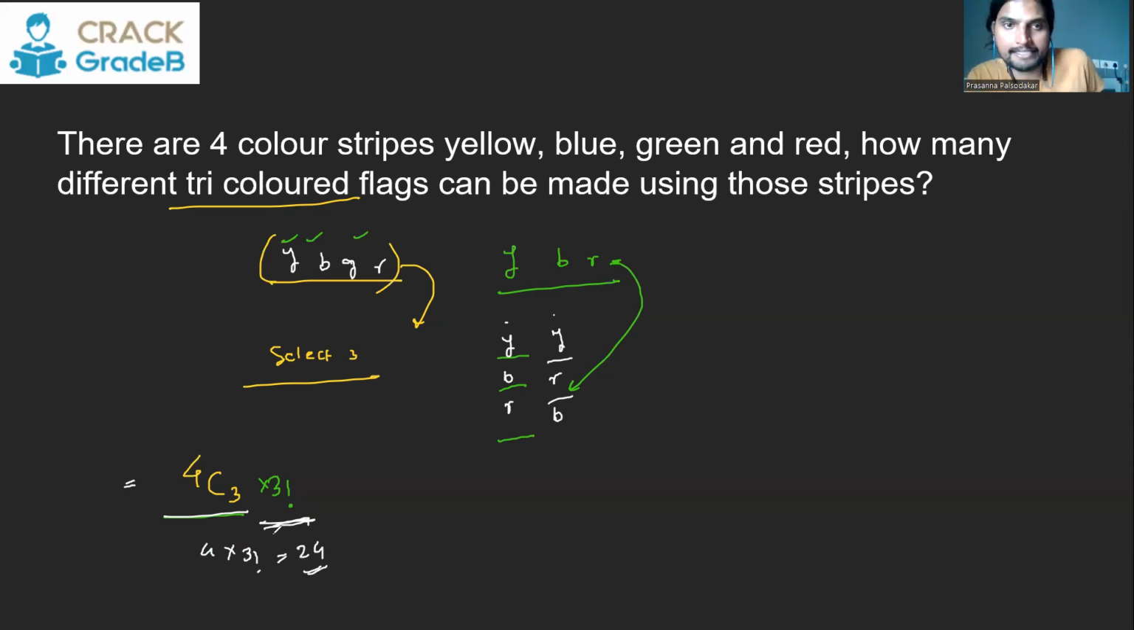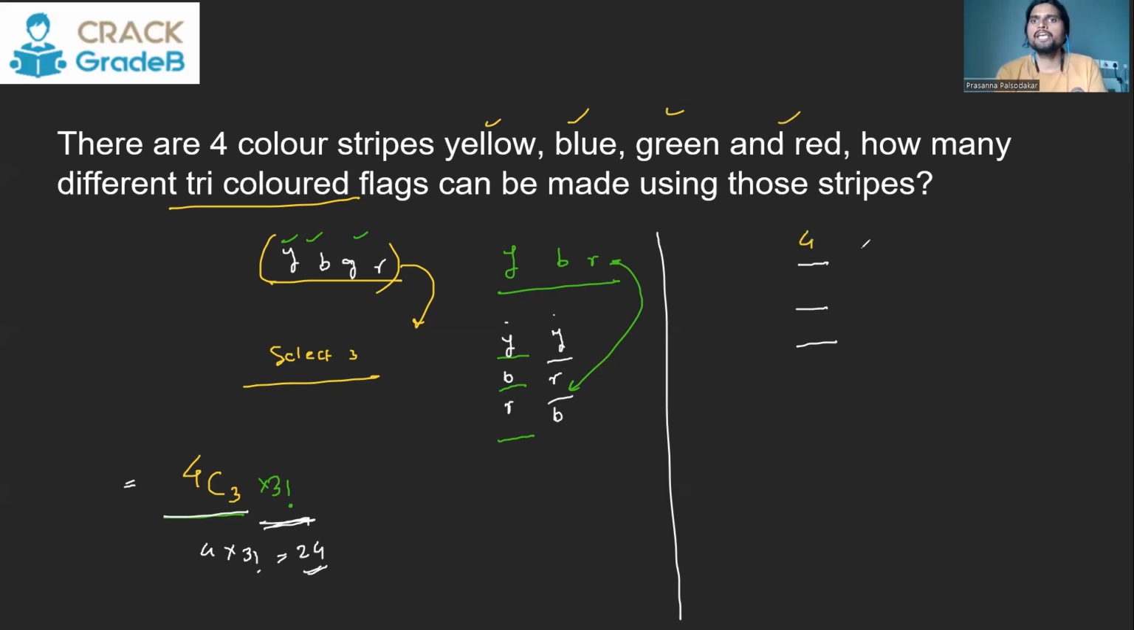Total 24 flags can be. But if you do it by the fundamental principle of counting, it is again very, very easy, because you want tricolor. That means there are total 3 places like this. On the first place, how many choices do you have? Either yellow, blue, green, or red. You have 4 choices. If you put, say, red here, can you put red here again? No. That means you have only 3 choices here.